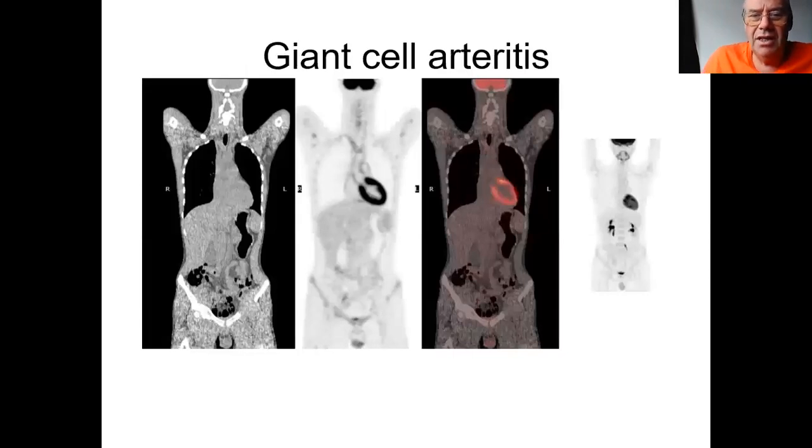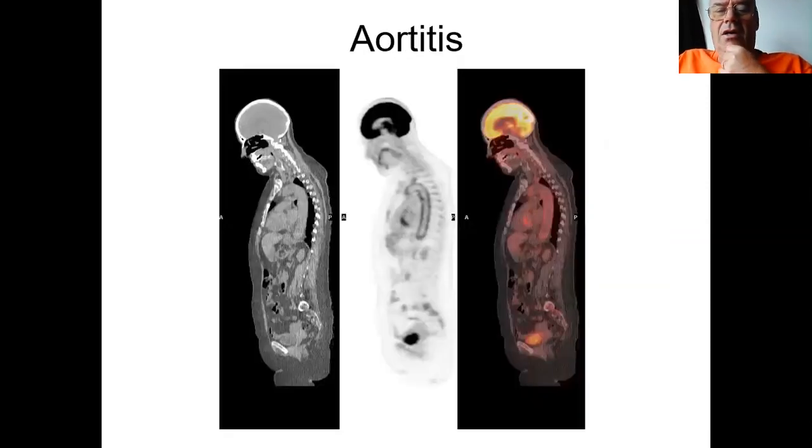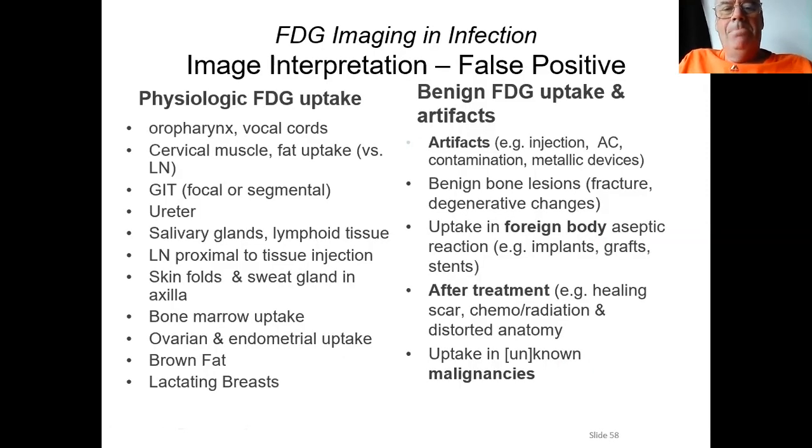Here we have a patient from Cambridge, and this is a coronal view, and you can see there's FDG uptake in the wall of the aorta. Also, there is uptake in the right subclavian and left carotid arteries. Here we have an aortitis with a sort of candy stick appearance of uptake in the aortic wall.